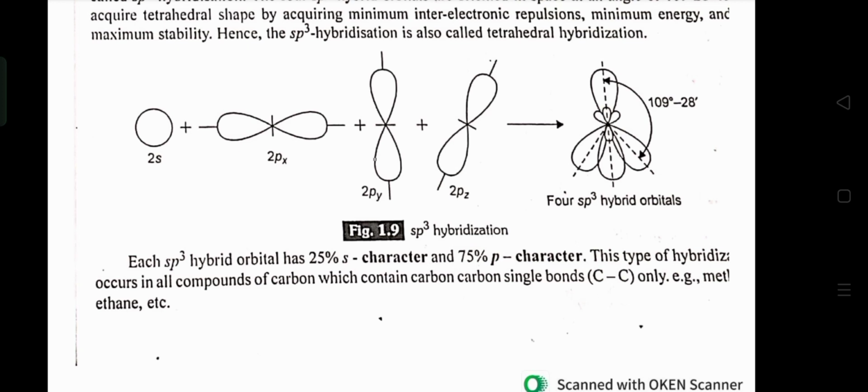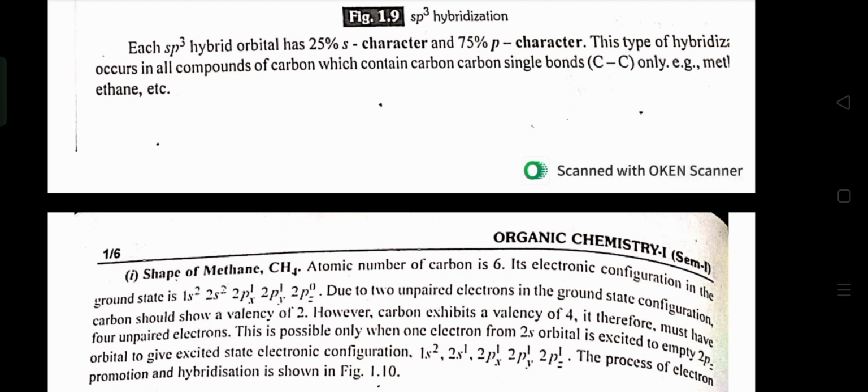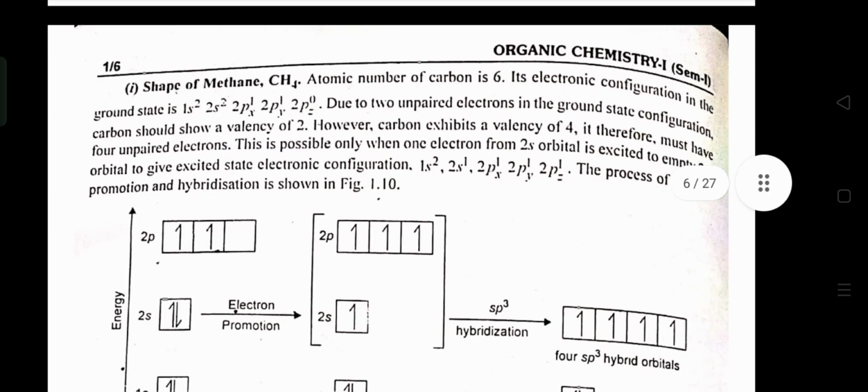This type of hybridization occurs in all compounds of carbon which contain carbon-carbon single bonds, that is methane, ethane, etc. The shape of methane.